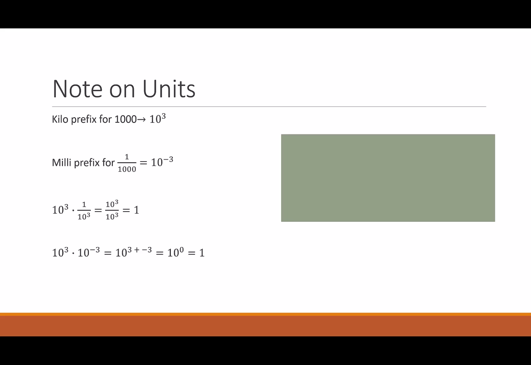If we multiply 10 cubed times 1 over 10 cubed, we have 10 cubed over 10 cubed, which is 1. If I want to multiply 10 cubed times 10 to the negative 3, I need to add the exponents. 10 to the 3 plus negative 3 is 10 to the 0. Anything raised to the 0, except 0 to the 0, is equal to 1.